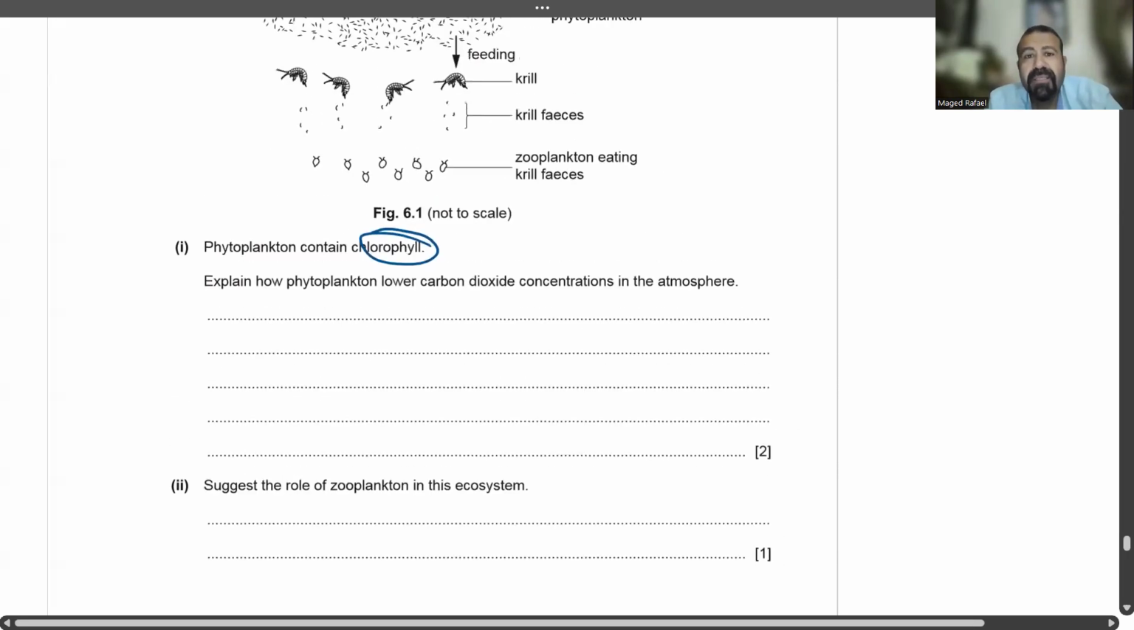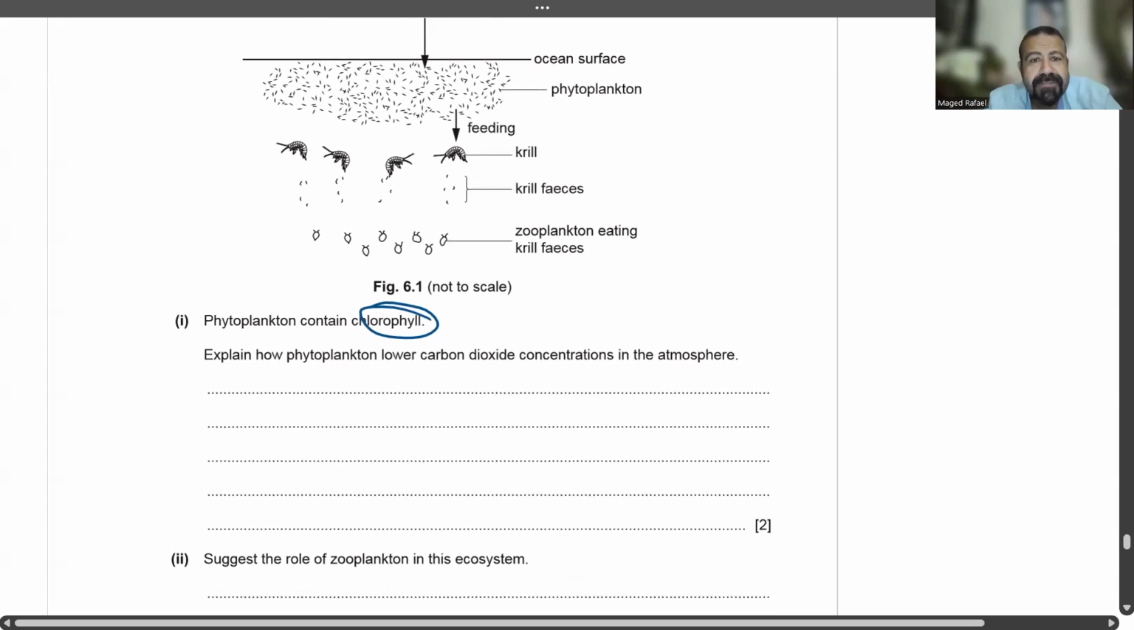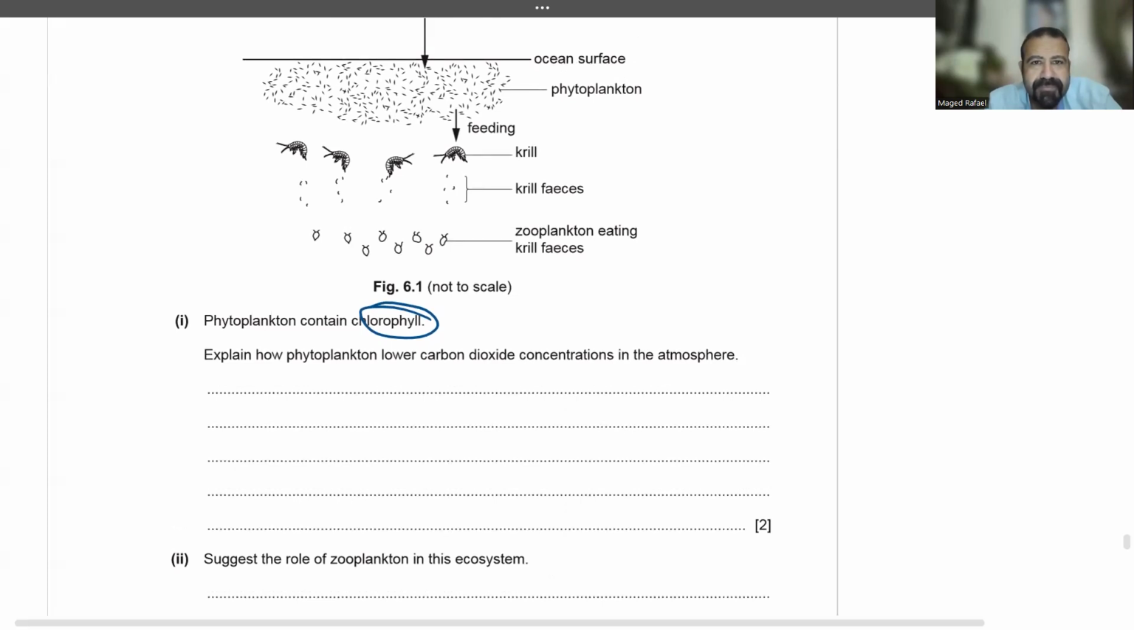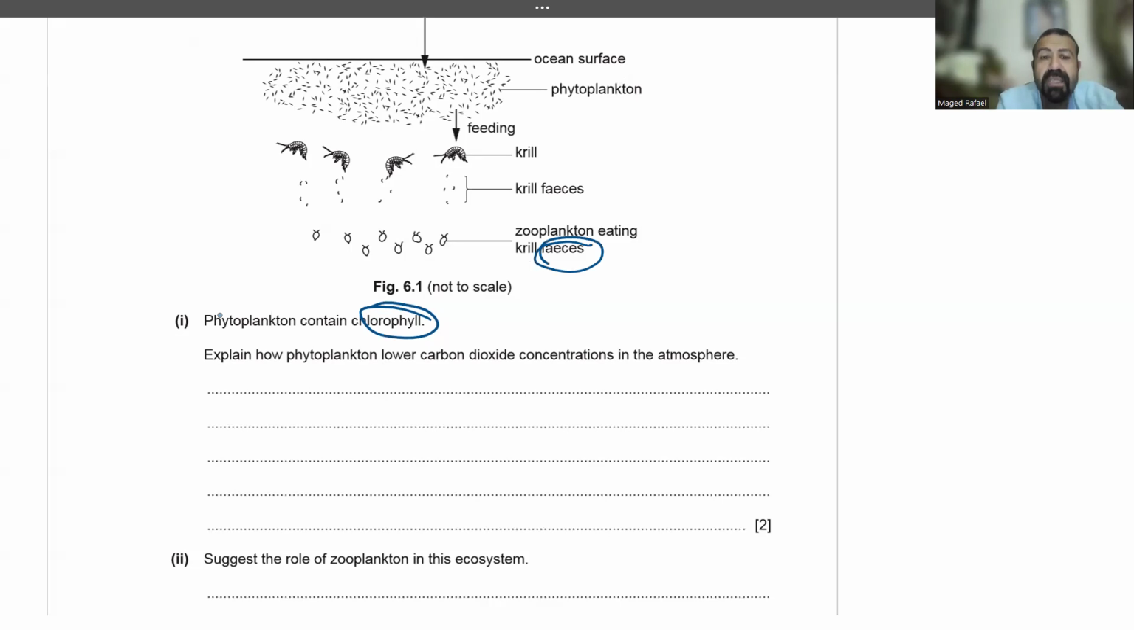The zooplankton considered as what? They are eating krill feces, so they are feeding on the krill feces, so they are considered as decomposers.